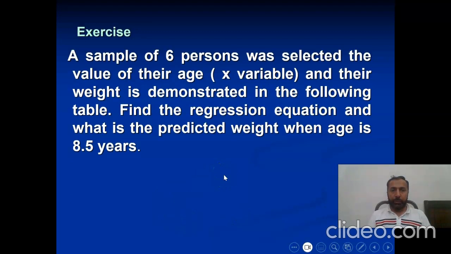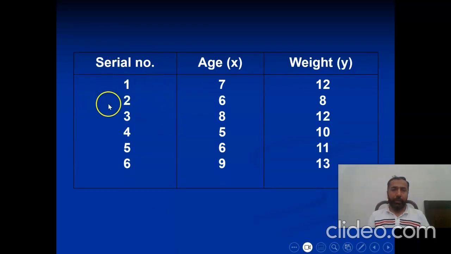Now this is another example. We have a sample of 6 persons. We have data of their age, which is our independent variable or x variable, also known as the explanatory variable, and their weight is demonstrated in the following table. Weight is the dependent variable, so we shall predict the weight on the basis of age. Here we have the serial numbers of 6 people, here we have the age of those people, and here we have y, the weight of those 6 persons.